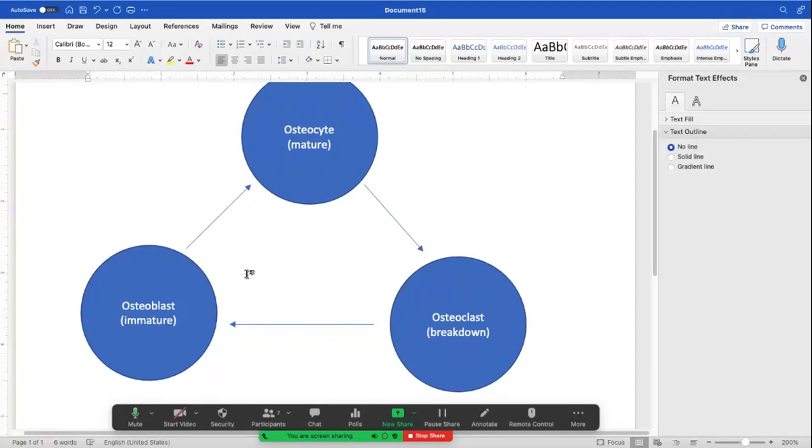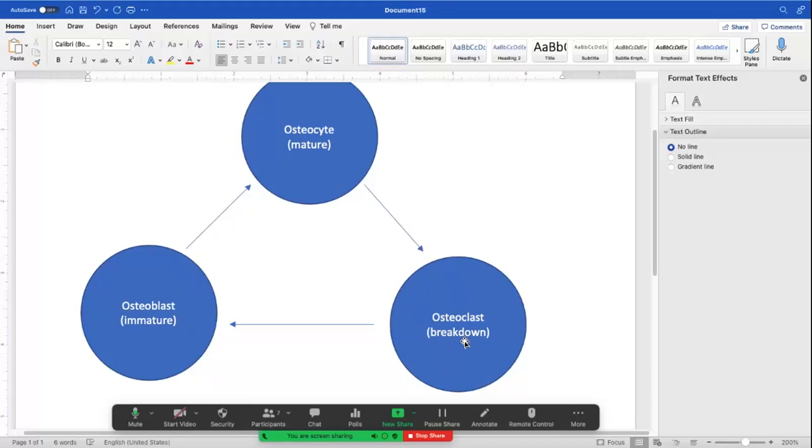That's why bone is stronger than steel, because if I take a jackhammer to steel, the steel will bend and it will break. It doesn't repair itself. Human bone repairs itself. So I could ask, what's an osteocyte? You'll tell me mature bone cell. What's an osteoclast? It's the bone cell that breaks down bone. And what's an osteoblast? That's the immature cell that will mature to become the osteocyte.